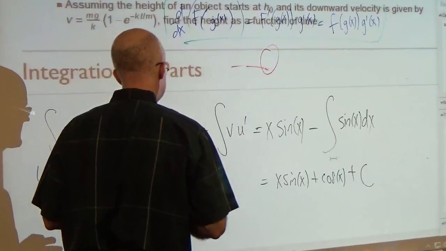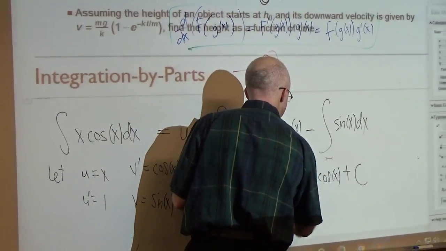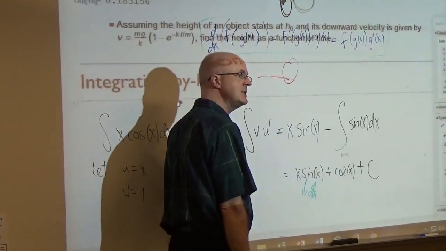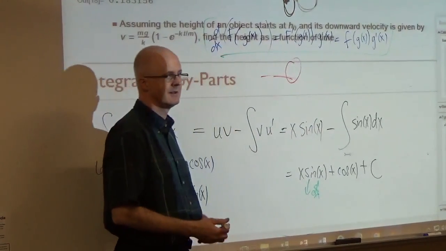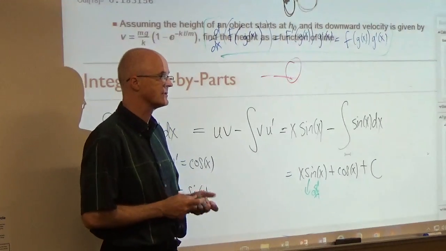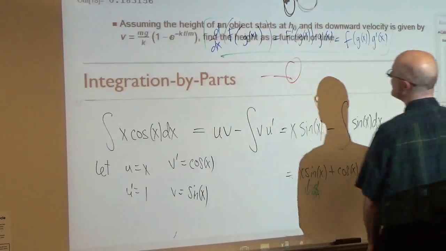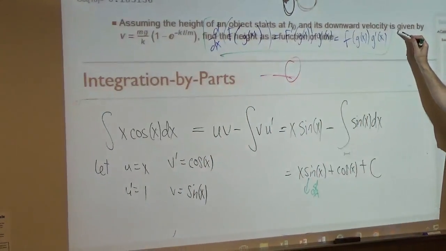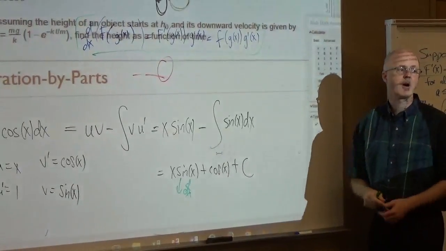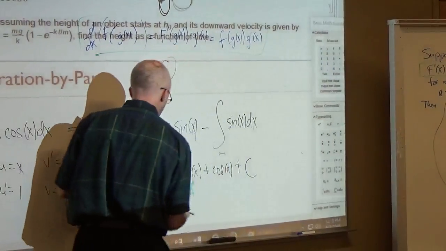Does this work? Is this the answer? You should check it. d dx, take the derivative of that with respect to x. You need the product rule. And it turns out integration by parts is the reverse of the product rule, just like substitution is the reverse of the chain rule. We need the chain rule for substitution. Integration by parts is the reverse process of the product rule. And we need the product rule when we check it.